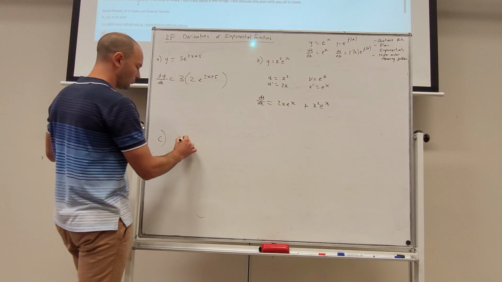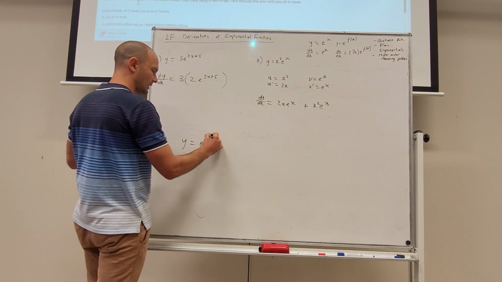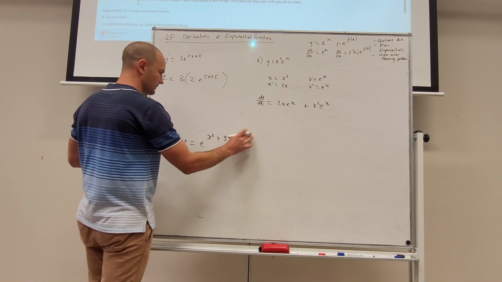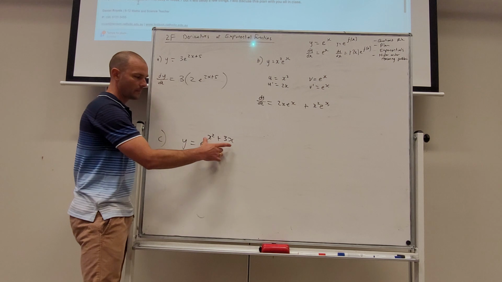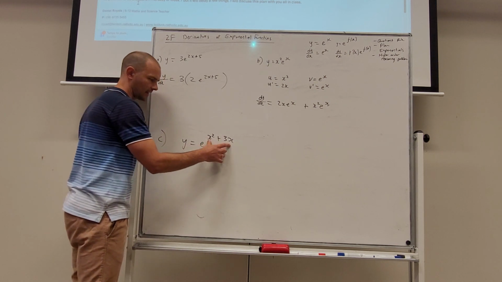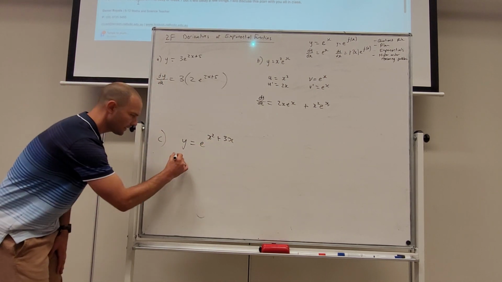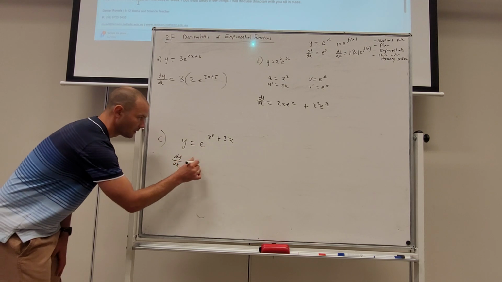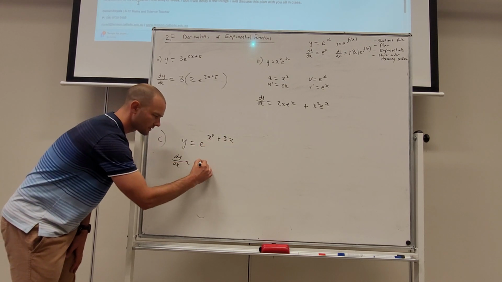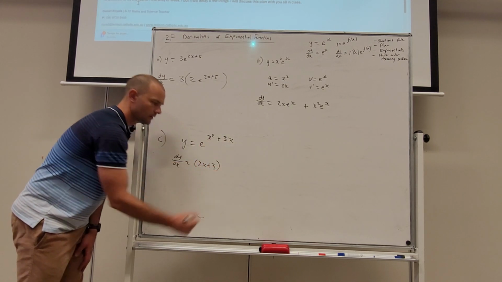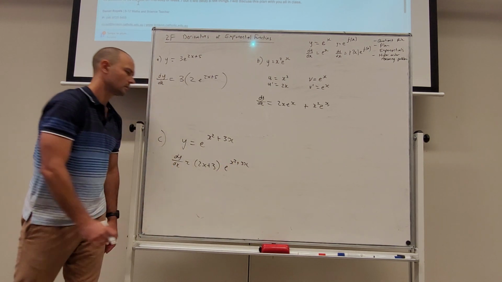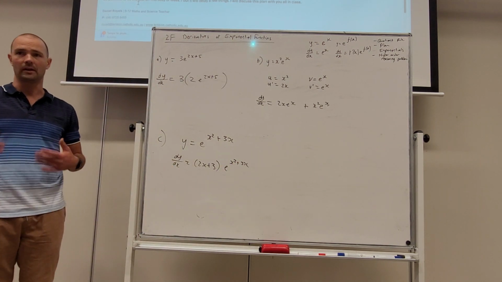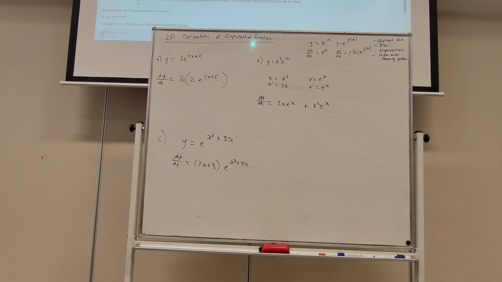If we have y equals e to the x squared plus 3x, okay, if we're differentiating something like this, we can see clearly we have e to the power of a function of x, right? So the derivative then, all we do is differentiate the function, that's going to be 2x plus 3, and then e to the f of x. Okay, so that's how we're doing derivatives of exponentials.